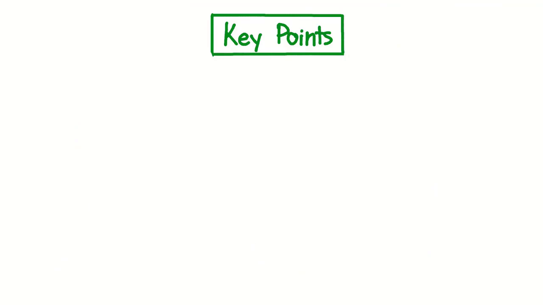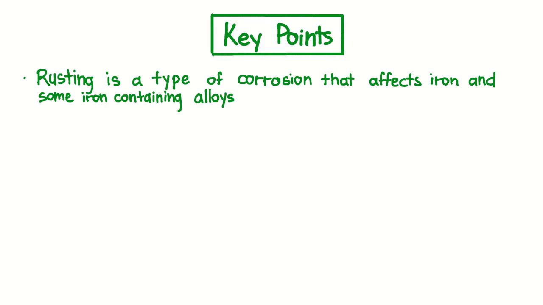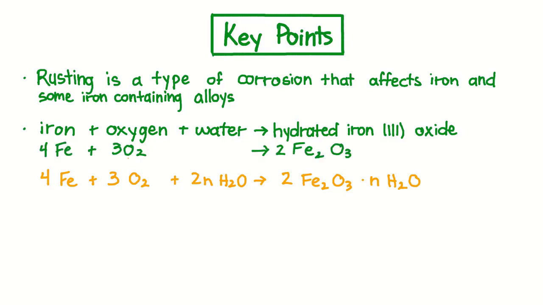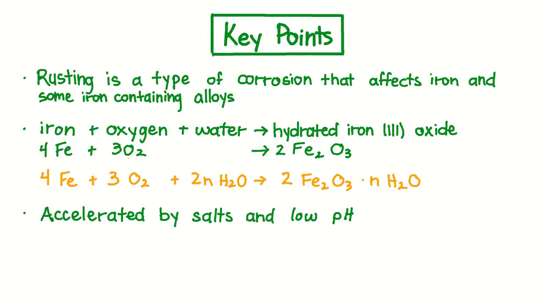Now that we've had a chance to look at some problems, let's summarize what we learned about rusting. Rusting is a type of corrosion that affects iron and some iron-containing alloys. Rusting occurs when iron is exposed to oxygen and water, which forms hydrated iron 3 oxide. The chemical equation that describes rusting is 4Fe plus 3O2 plus 2nH2O react to form 2Fe2O3·nH2O, which you'll frequently see represented without the water molecules. Rusting is accelerated if iron is exposed to salts or a low pH.